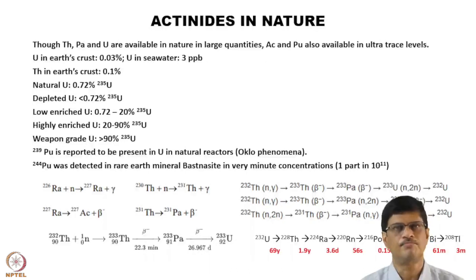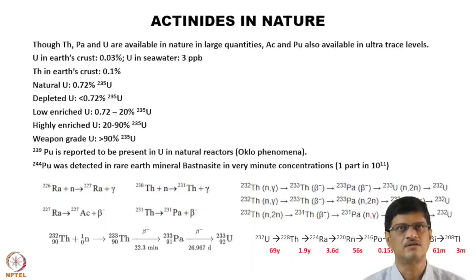Though thorium, protactinium and uranium are available in nature in large quantities, some of the other actinides are also available in nature at very, very trace levels: actinium and plutonium. It is surprising that plutonium is available in ultra trace levels. As discussed in the previous lecture, this plutonium comes from fission reactions taking place in nature, in very large uranium deposits, like the Oklo phenomenon, at the mine in Gabon, Africa.